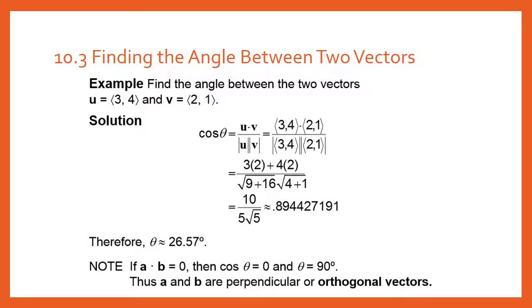Okay, we're just using the formula. We've got (3,4)·(2,1) over the magnitude of (3,4) times the magnitude of (2,1). And we just put those into the formula. And we get 10 over 5 square root of 5, which is about 0.8944279191. That's the cosine, so you're going to do inverse cosine, and you get 26.57 degrees. Notice that if a dot b is 0, then the cosine is 0, and the angle is 90, which means that a and b are perpendicular, or they are orthogonal vectors.